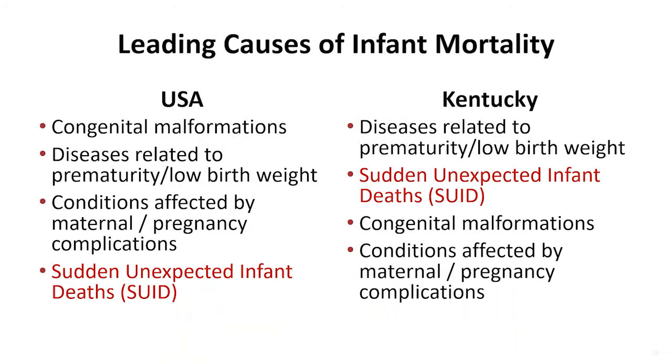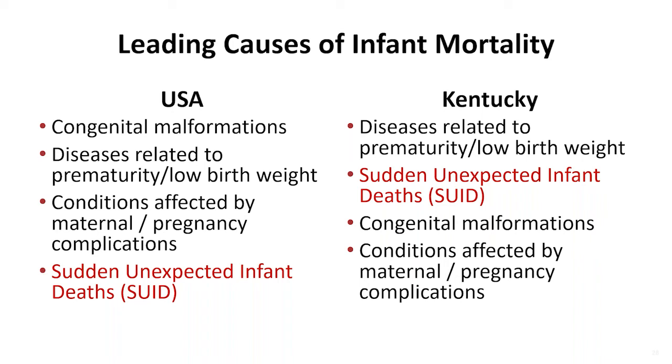Now, what happens to these infants when they go home? One thing that we worry about is infant mortality, death within the first year of life. When we look at the leading causes of infant mortality in the US, we have congenital malformations as number one. Number two would be diseases related to low birth weight or prematurity. And then number three, conditions affected by maternal and pregnancy complications. And number four is sudden unexpected infant death.